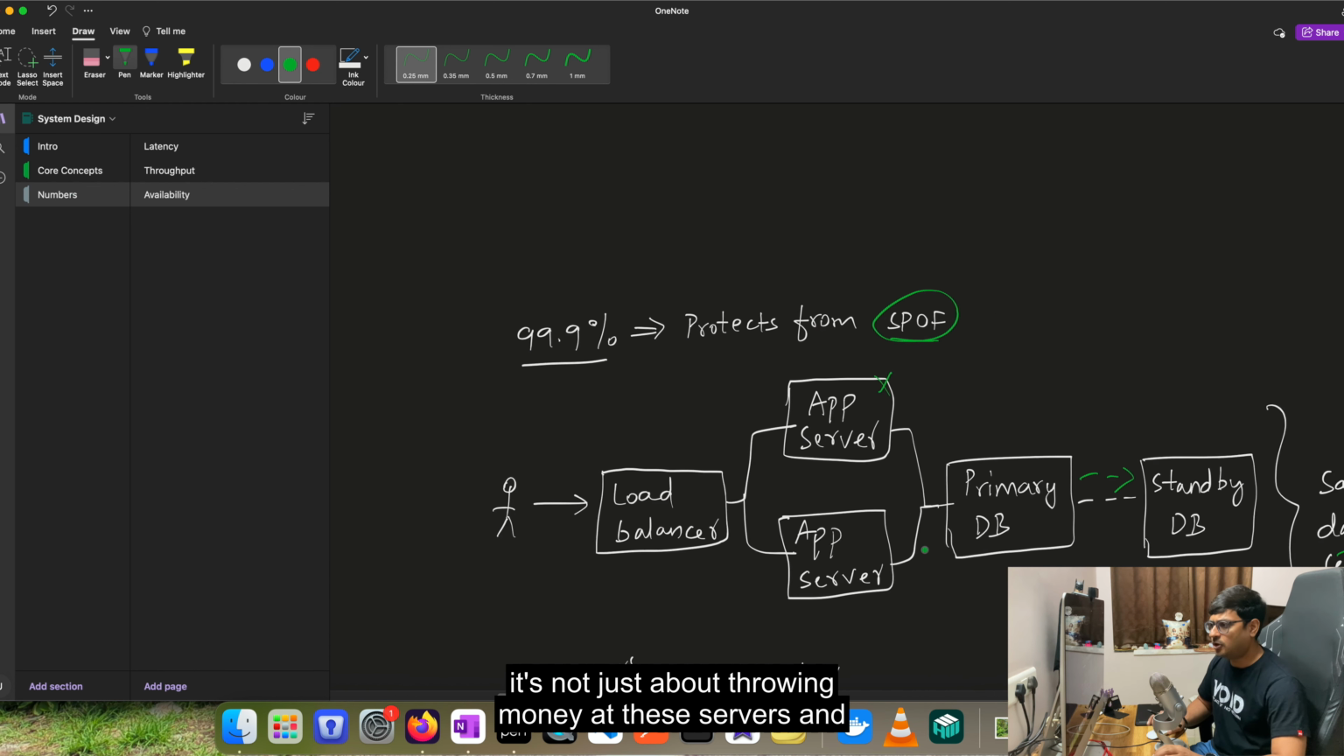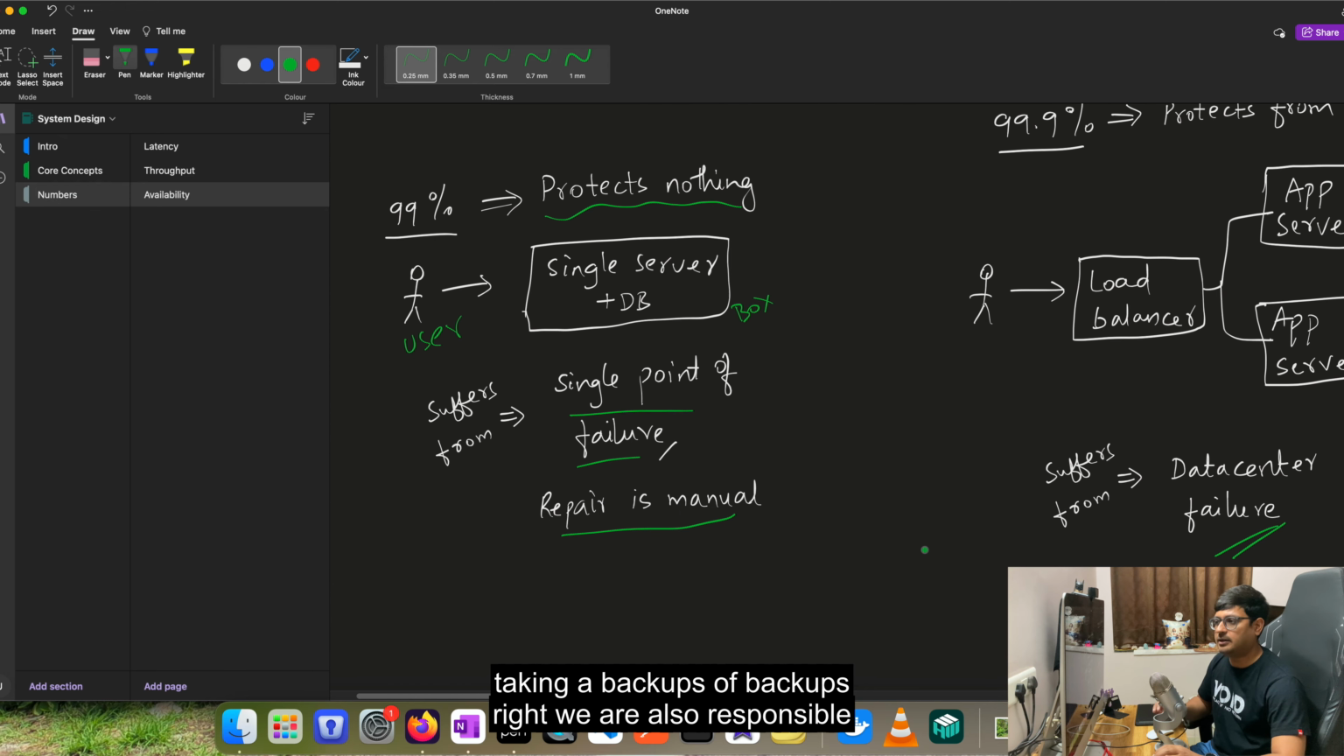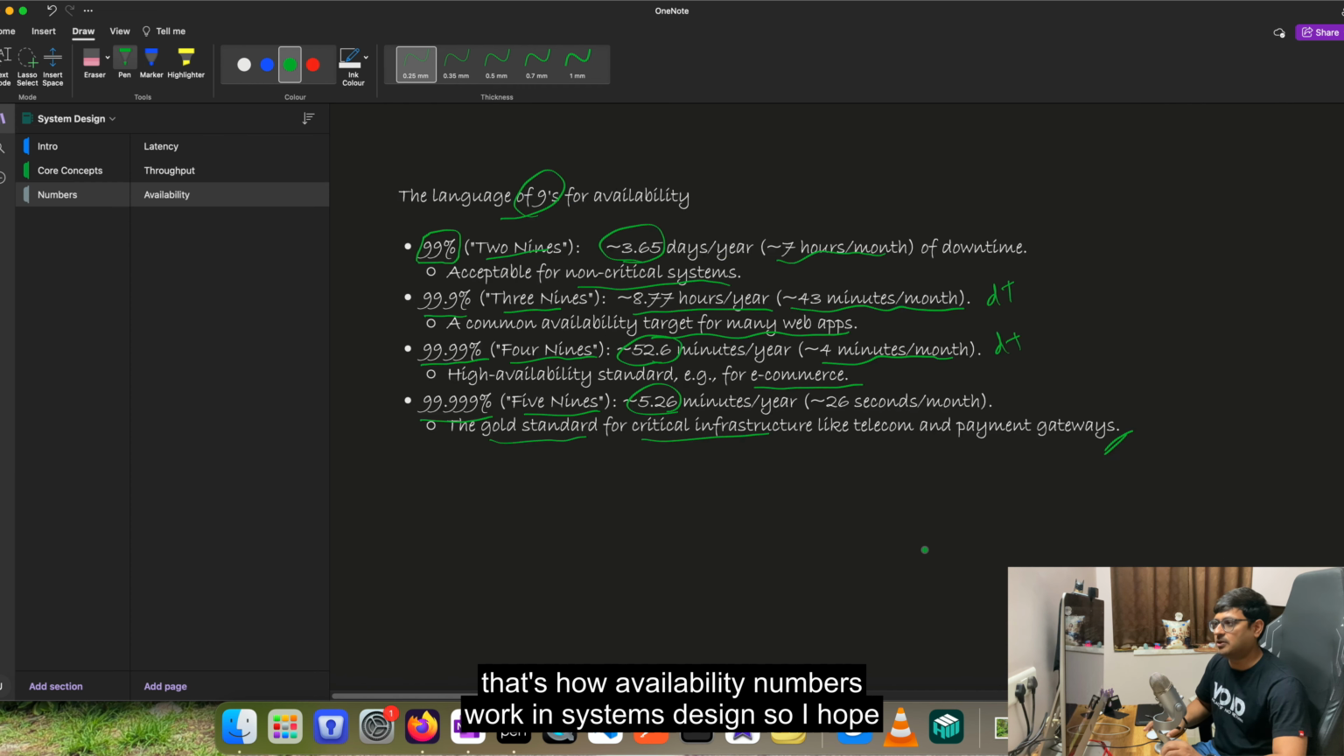So it's not just about throwing money at these servers and taking up backups of backups, right? We are also responsible for maintaining it, monitoring it, and observing if the data is getting backed up or not, doing failure runs to see if the backup servers are coming up online, and so on, right? So it's important to understand not to take these setups at face value. Do your own due diligence, keep your costs in mind, keep your users in mind. What is the real level of availability that you need, and you can choose a target for that. So you can use these setups like a benchmark or a baseline, right? So that's how availability numbers work in system design.